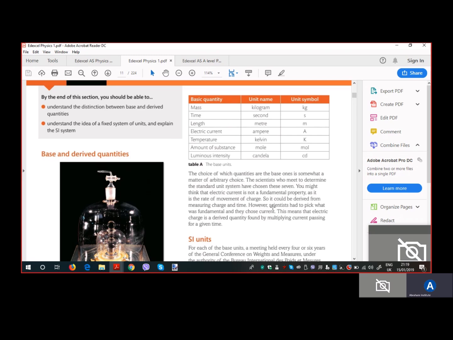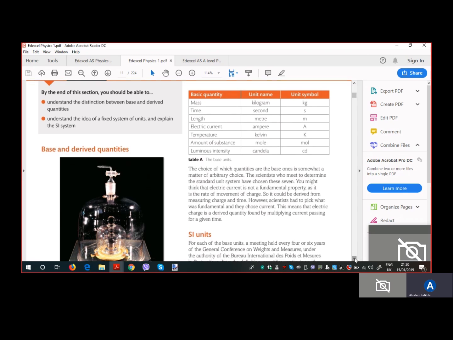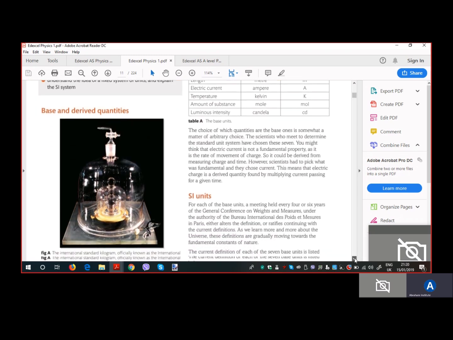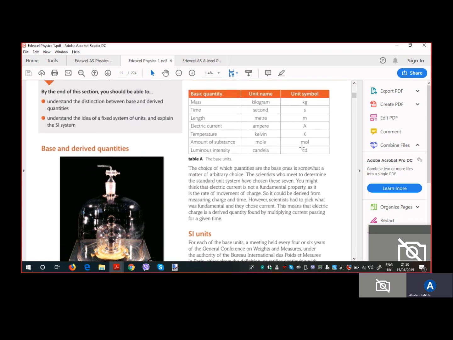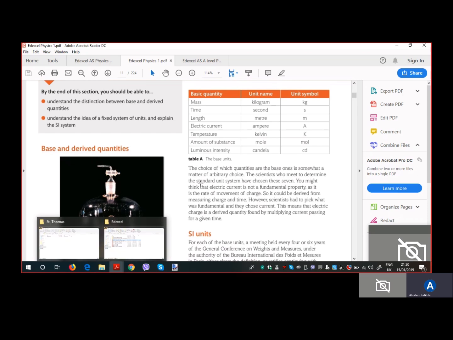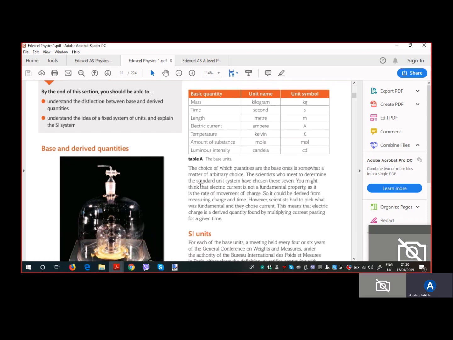Now you would have learned the SI units in the O level class. All these units which you see here are base units as well as SI units. But not all the base units are SI units. Sorry, not all the SI units are base units.